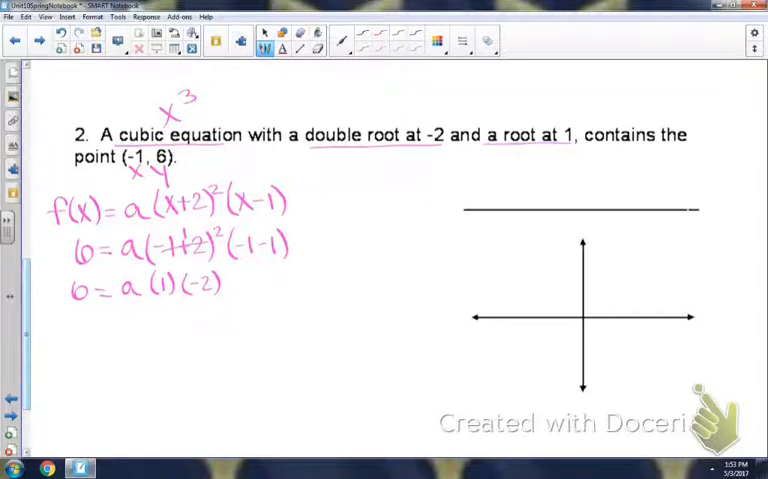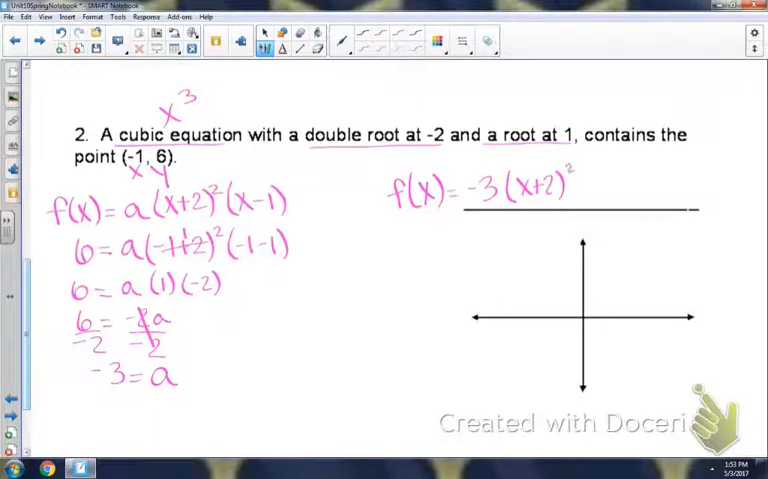So multiplying those together, we end up with -2a on that right side. So when we divide by -2, we find a to be -3. So when you're writing your function, we're replacing a with -3. And then we had a double root at -2, so x plus 2 squared. And then x minus 1 for your roots, I have a double root at -2 and a root at 1.